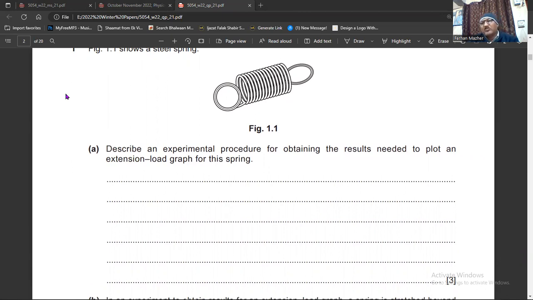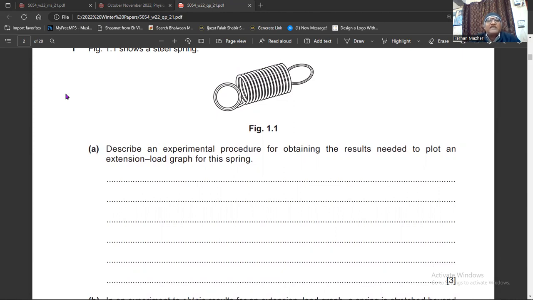To plot the extension-load graph, first of all we will take a retort stand, and with that we will hang this spring, and we will use a vertical scale and measure the length of the spring. We will call this the unstretched length, and represent it with L0. Then we will hang a 1 Newton load with it, and note down the length of the spring. We will call it L1. So by using the formula, extension equals L1 minus L0, we will calculate the extension.